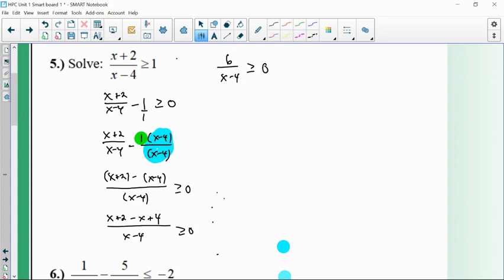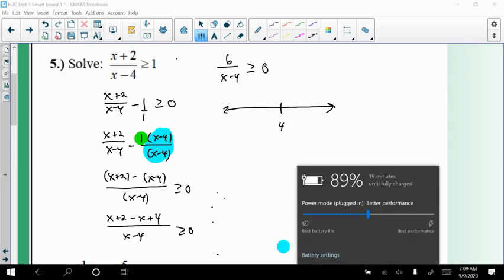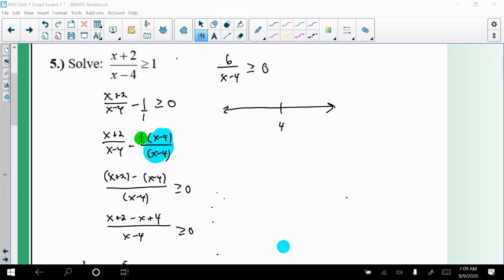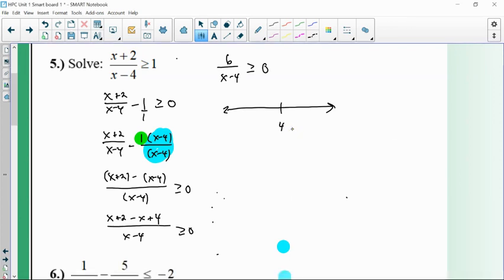So there's really only one critical value here. There's only one time when the fraction's numerator or denominator is 0, and that happens in the denominator when x is 4. So I'm going to go ahead and draw a number line and pick 4 as my boundary. If you pick something that's bigger than 4, let's say 5, and you put it into your function, 6 over 5 - 4 is 6 over 1, which is 6, which is positive.